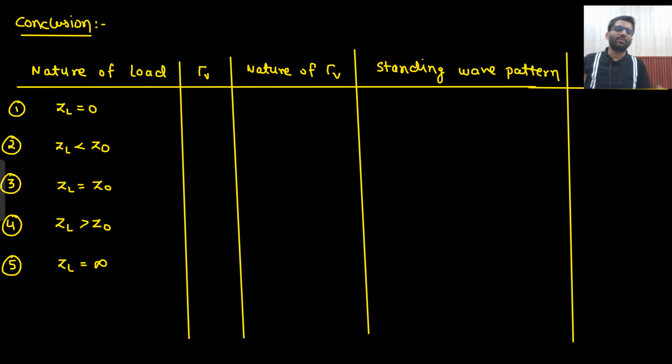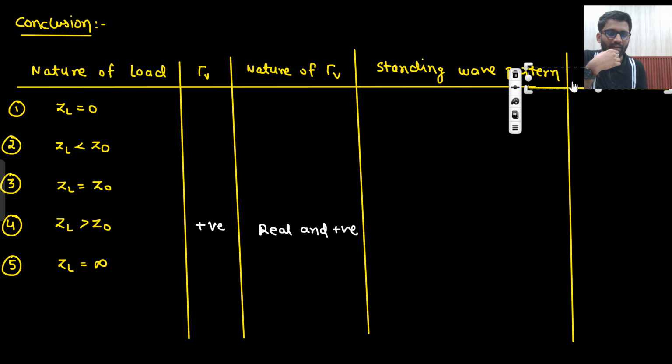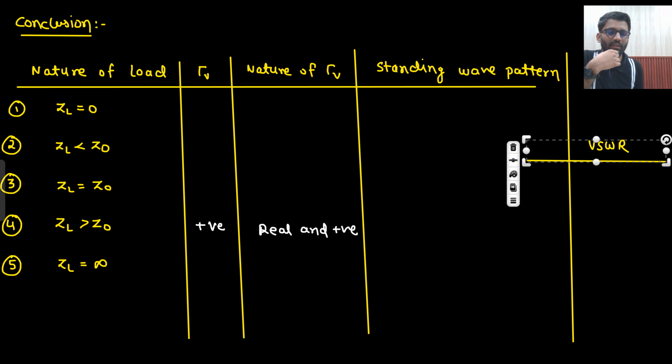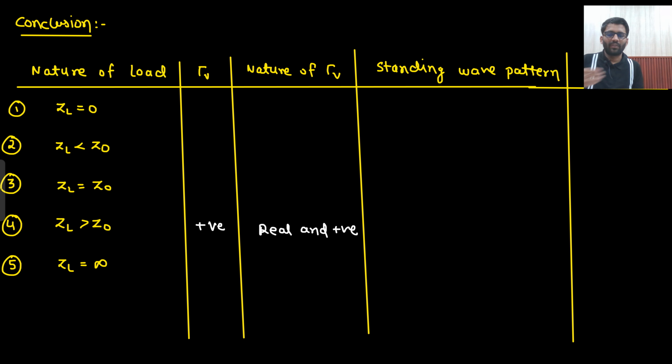Okay, let's see the conclusion now. First we saw this condition, ZL is greater than Z naught. At that time your gamma was real and positive. It was 1 by 3, it could be any value. ZL greater than Z naught means it was real and positive. What was the standing wave pattern? VSWR is written here, so here we will be commenting about VSWR.